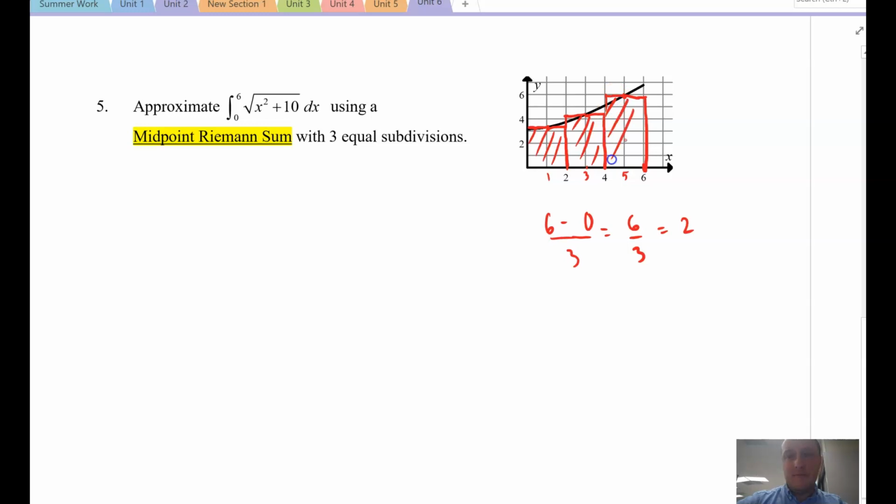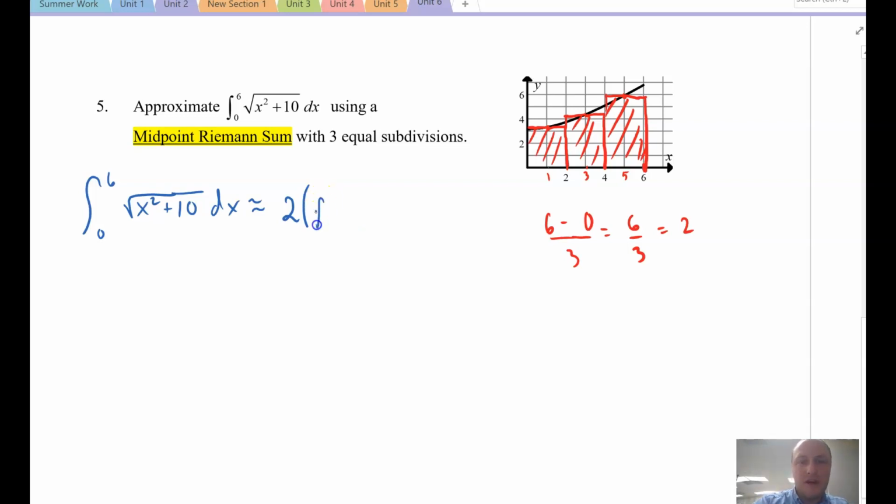Now, the issue with this is, notice that I don't have nice, easy numbers to calculate. Some of these are approximated, but I do have a function. So if I want to calculate the integral from 0 to 6 of this function, the square root of x squared plus 10, dx, it's going to be approximately equal width, so 2 times the height of these functions. What's the height? Your midpoint's here at 1, so that is f of 1, or sorry, your function evaluated at 1.